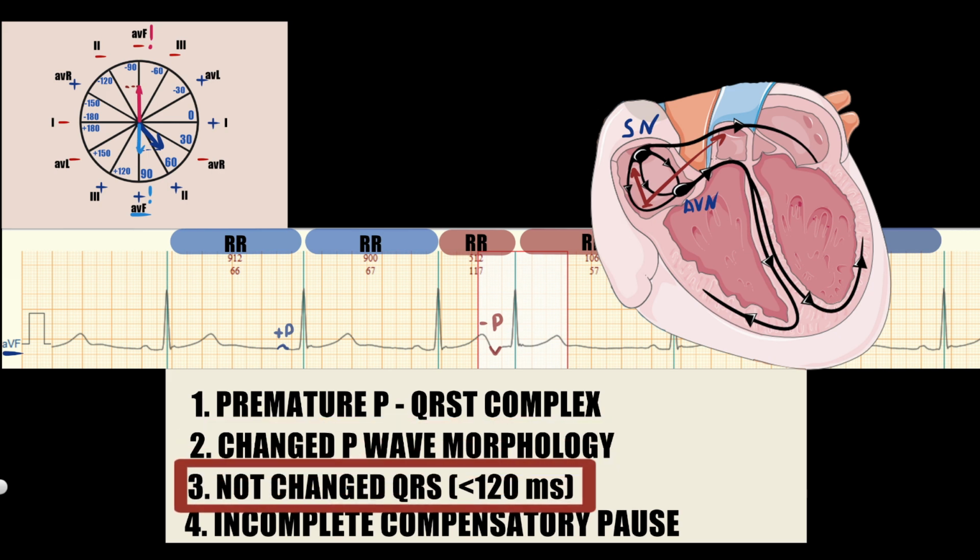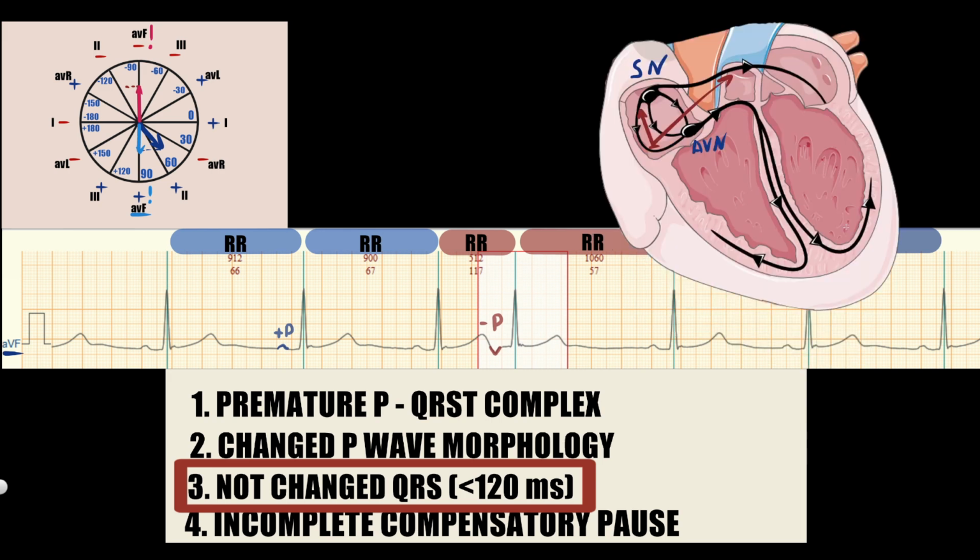The QRS complex represents the ventricular depolarization. As you see, ventricular depolarization goes in the usual order, just like during the sinus rhythm. This is the reason why the premature QRS complex is identical to the sinus one.